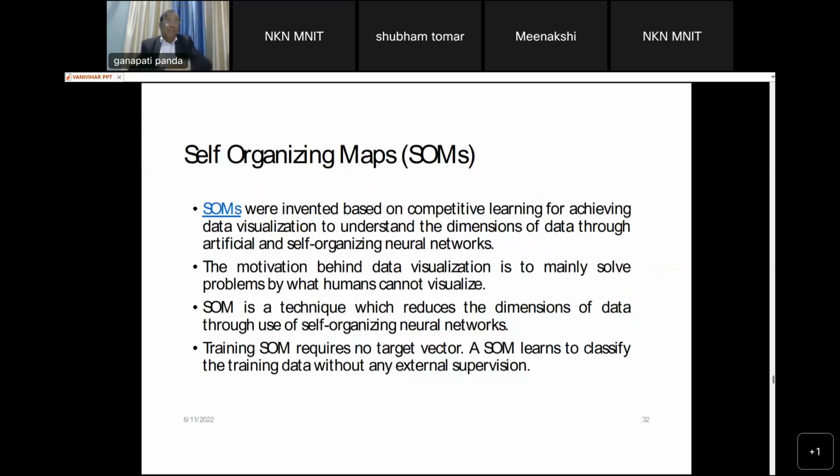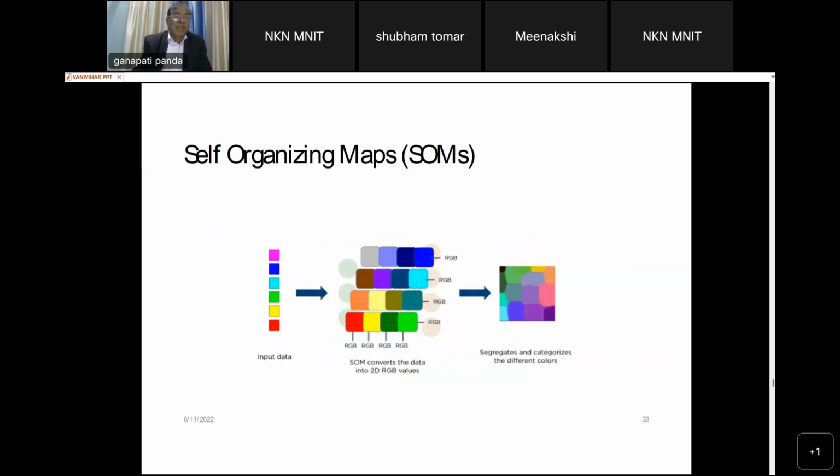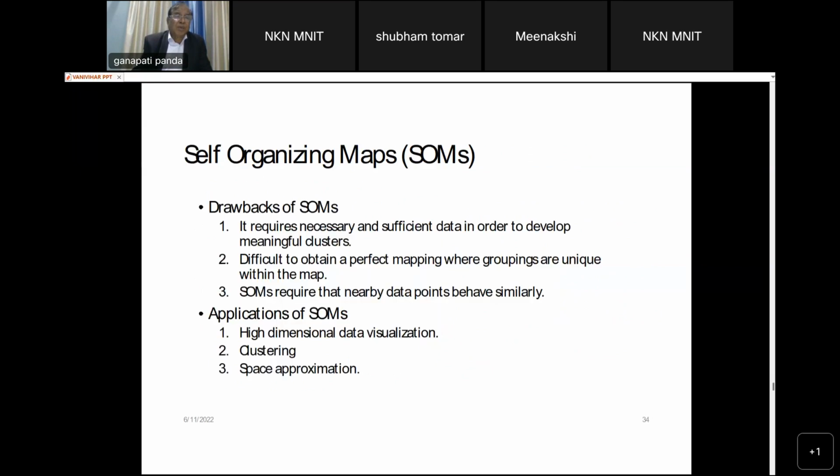Self-organizing map. This is one of the most important and very good techniques. This map organizes itself and is a type of unsupervised learning. The self-organizing map is a very powerful deep learning model. It finds application in high dimensional data visualization, clustering, space approximation, etc.